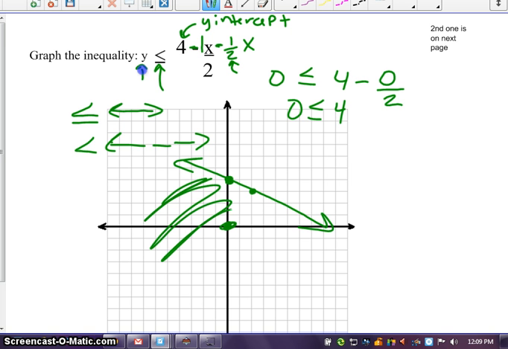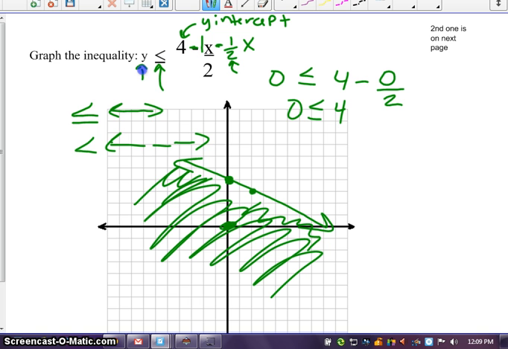So we're going to shade on the side that dot is on. So you always want to shade on that side. If the answer is yes, you shade on that side of the line. Or if it's a no, then you shade on the other side.